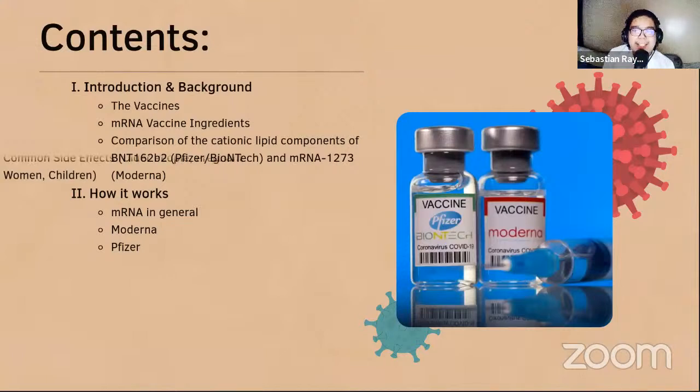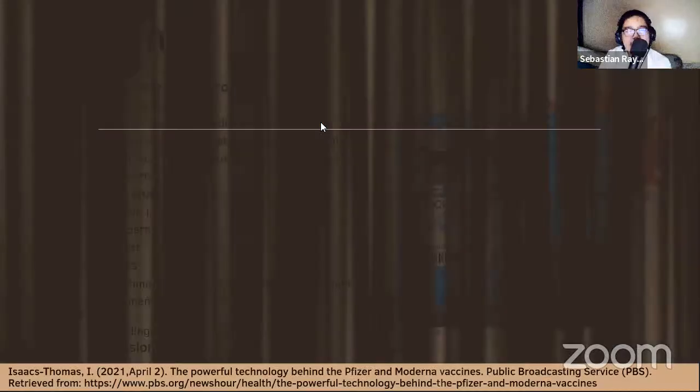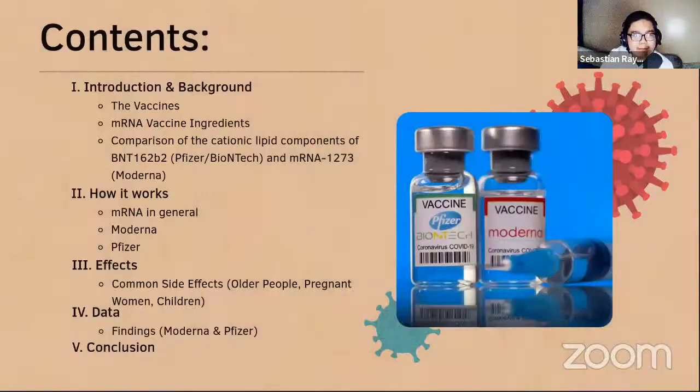Here is the table of contents, starting from the introduction and background of the topic, then how this type of vaccine works, the effects, and the various data about the vaccine, and then we end with the conclusion. First, let's have a brief introduction of mRNA vaccines.